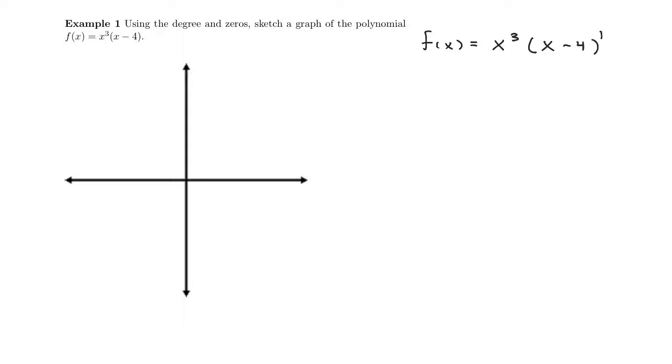So we're going to do this using the degree and also the zeros, the numbers, that is, that make your equation equal 0. So to start with, the degree is 4. What that comes from is, if you were to multiply this equation out, what is the largest power on x that you would end up with?